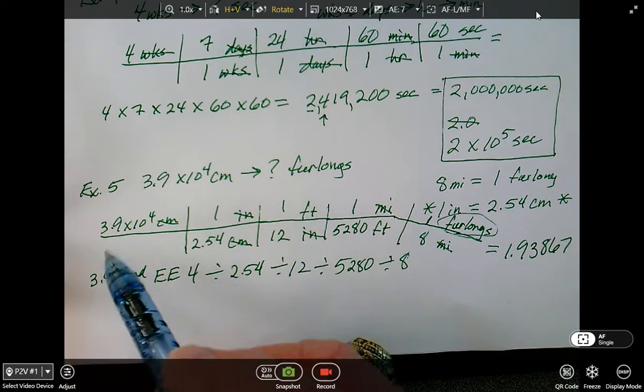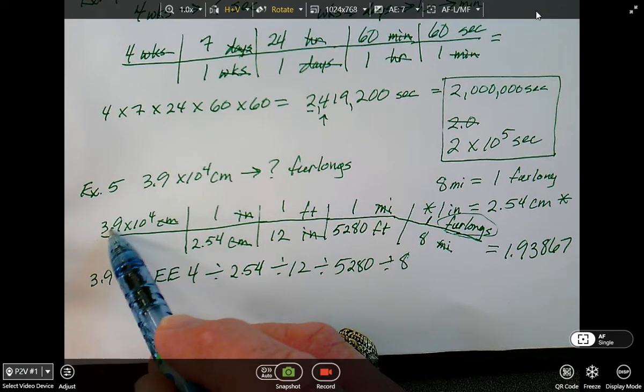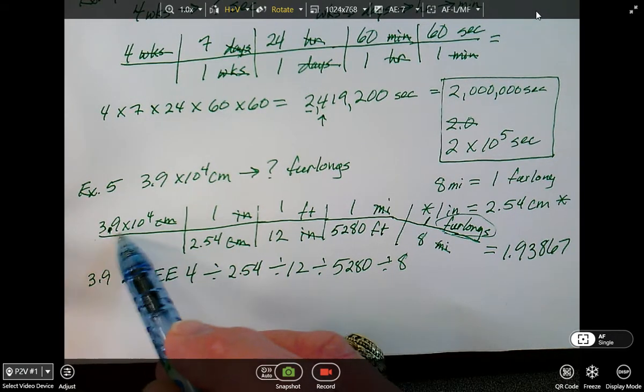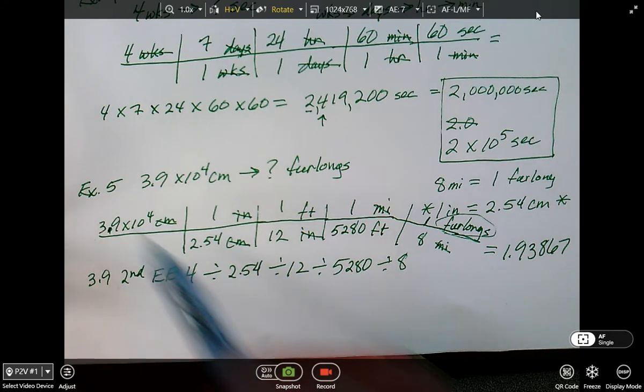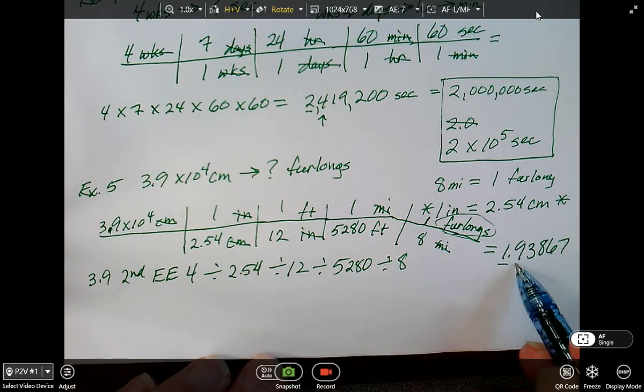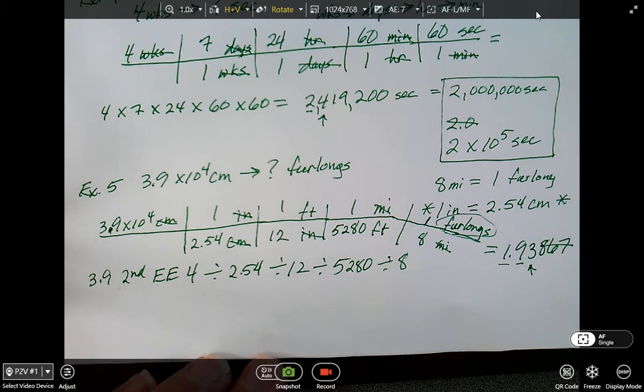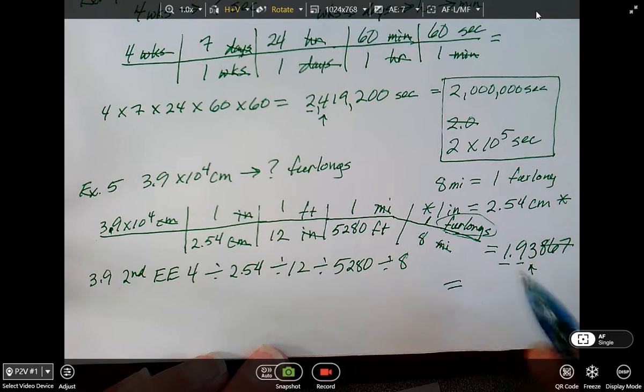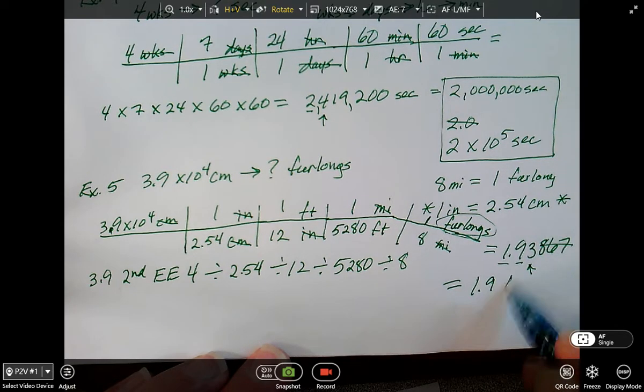How many significant figures are in this number here? Okay, 3.9 times 10 to the 4th. Well, that's the only part that counts, 3.9. So we're going to round this off to 2 significant figures. So we look at the 3. We don't worry about anything past it. That gets ignored. And so my answer should be what? 1.9. And the unit we need to put with our answer is furlongs.